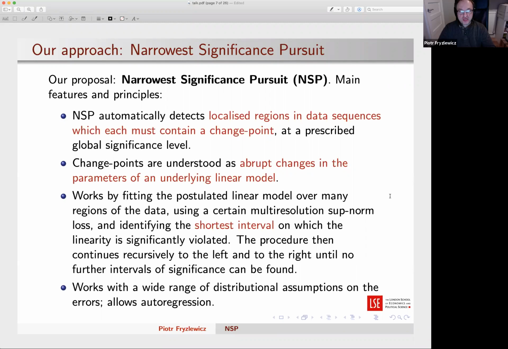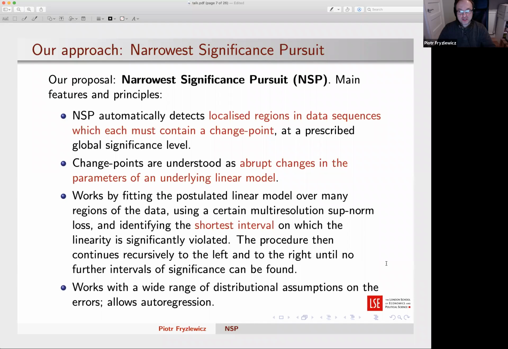And in brief, how does it work, Narrowest Significance Pursuit? So it works by fitting my postulated linear model over many subregions of the data. And I will use a certain multi-resolution supremum norm loss for fitting this linear model. So I will not use OLS or anything like this. And I will identify the shortest interval in my data on which the linearity is violated significantly. And then I will simply continue this procedure to the left and to the right of my previously detected interval of significance. So that's the very short description of NSP, and I will demonstrate. Don't worry if you're not following this, I will demonstrate it graphically in the next slide.